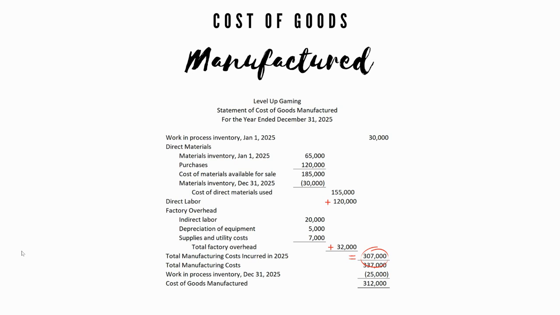From there, we're going to move over to that final column on the far right. We'll start with that work in process inventory at the beginning of the year and add those total manufacturing costs incurred. This gives us the total manufacturing costs. From there, we will subtract the work in process inventory at the end of the year, and that will give us finally the cost of goods manufactured, in this case, $312,000.